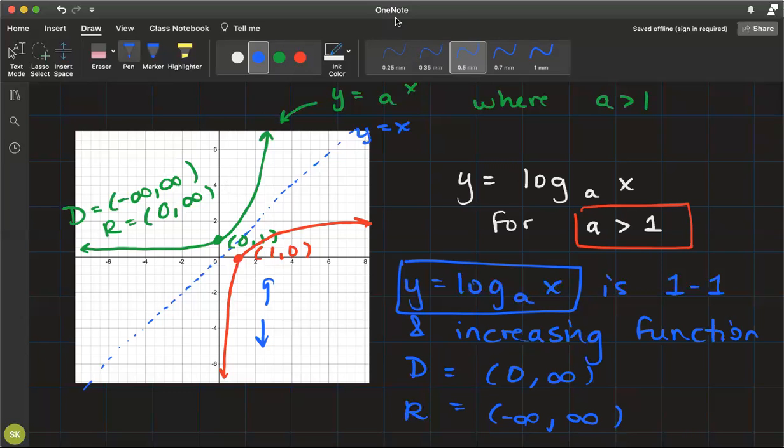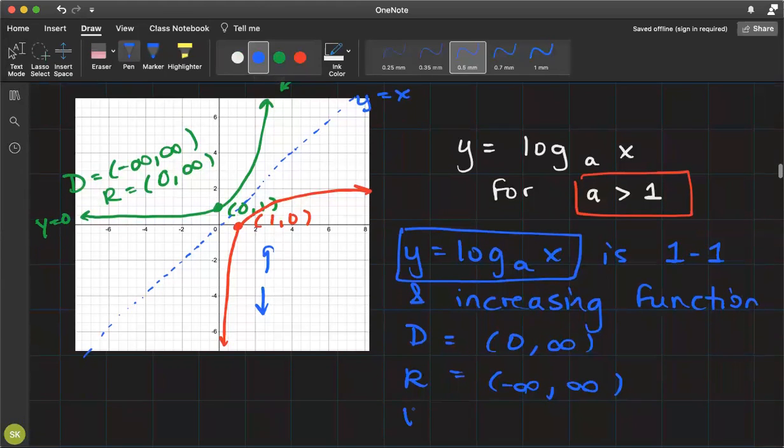Let's see. The other thing I want to mention is that for the original graph, this green line, we had a horizontal asymptote at y is equal to 0. But now, for our inverse function, we're going to have a vertical asymptote, VA for vertical asymptote, and that is x is equal to 0.